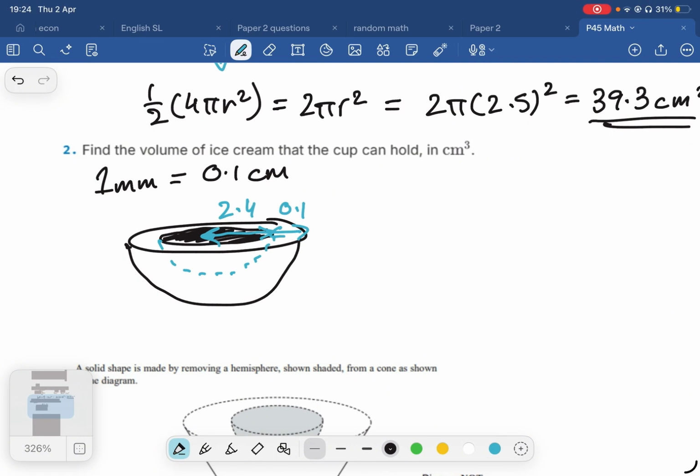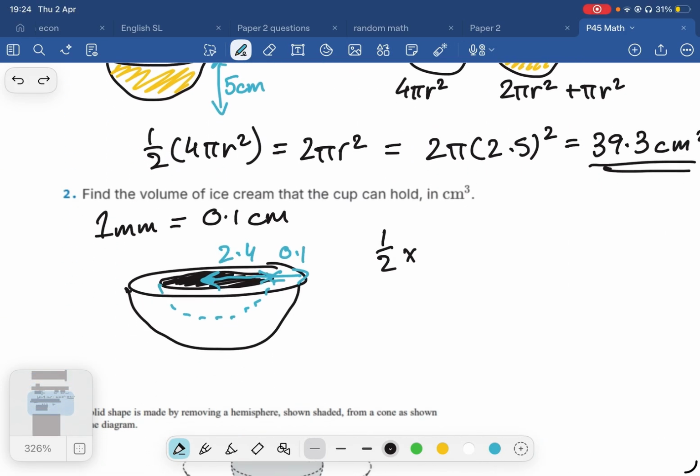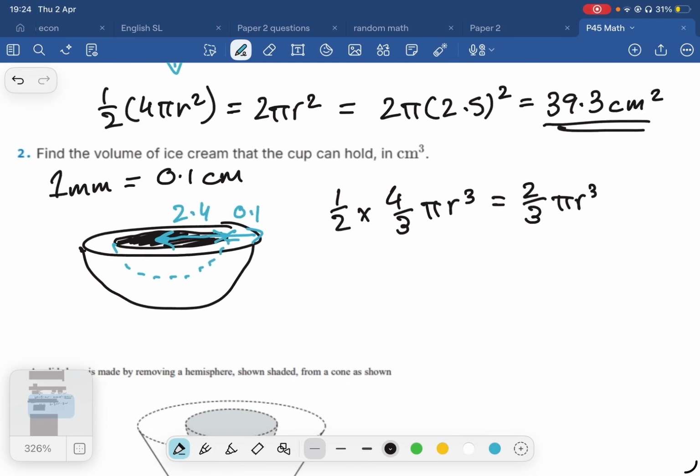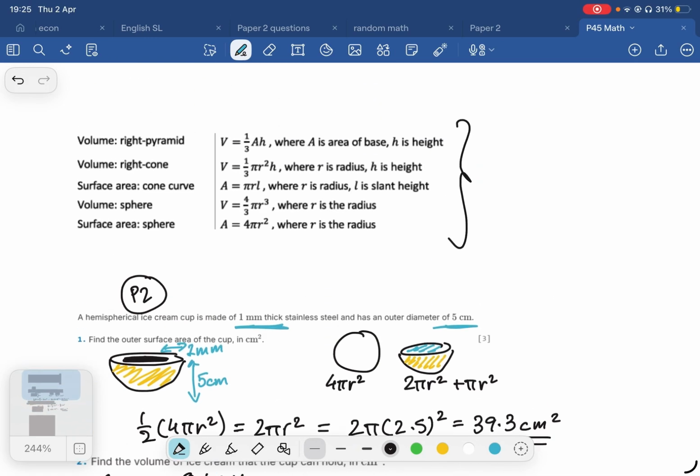Then you just apply the normal volume of a hemisphere, which is 1/2 times the volume of a sphere, which is given up here, 4/3 pi r cubed, which equals 2/3 pi r cubed. And our r is 2.4, so you get 2/3 pi times 2.4 cubed, which should give you 29 centimeters cubed. A bit more tricky, but should have been simple nonetheless.